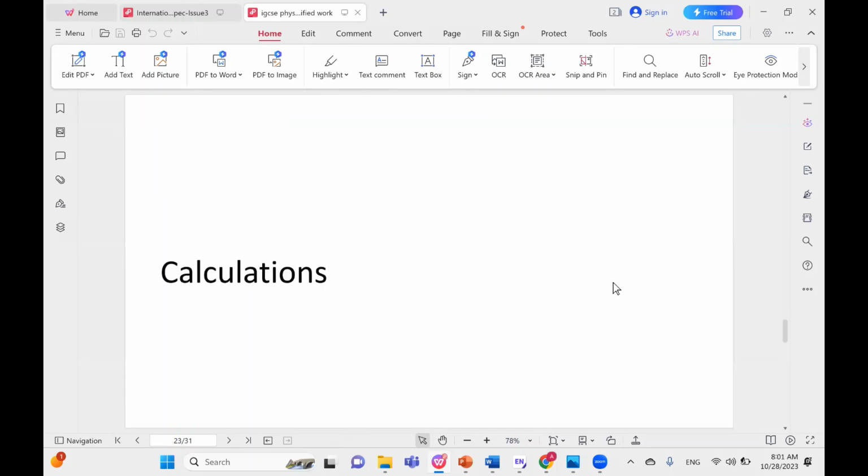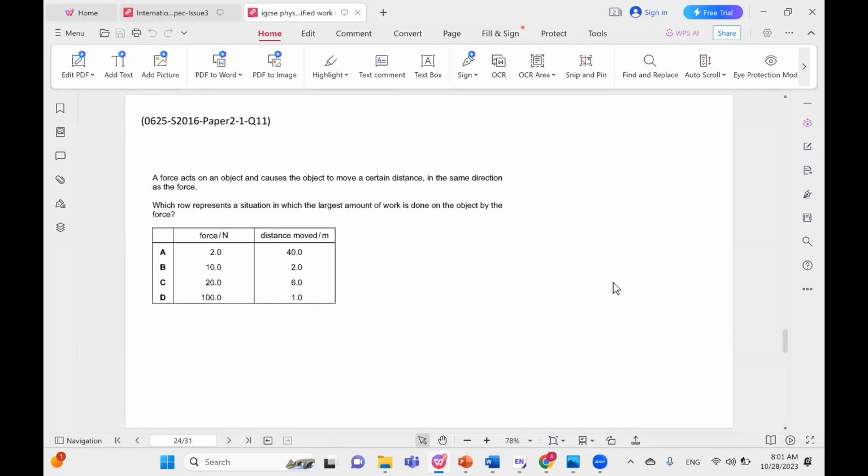Now we move on to some questions that require calculations. A force acts on an object and causes the object to move a certain distance in the same direction as the force. Which row represents a situation in which the largest amount of work is done on the object by the force? So you know that work is equal to force times distance. So you can calculate the work for each case quickly.